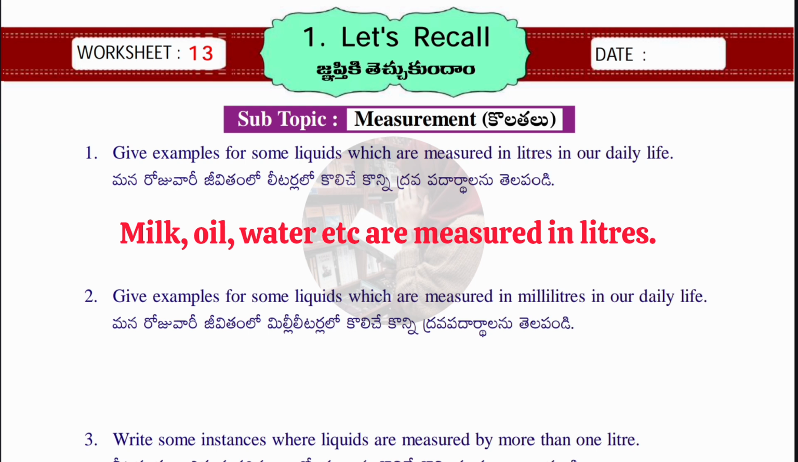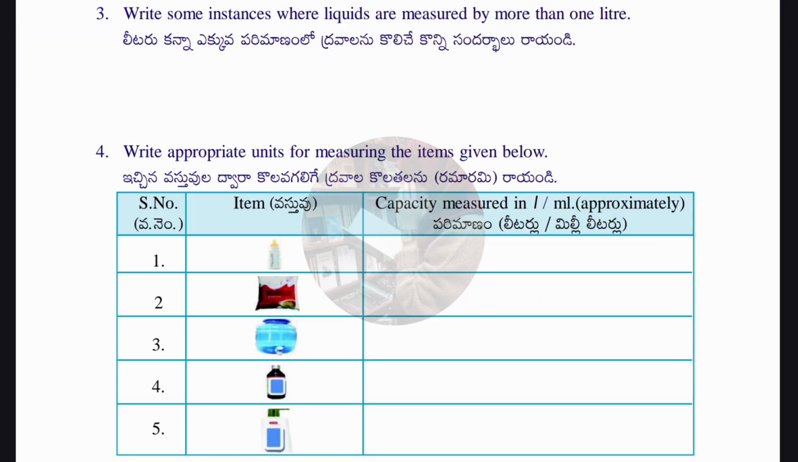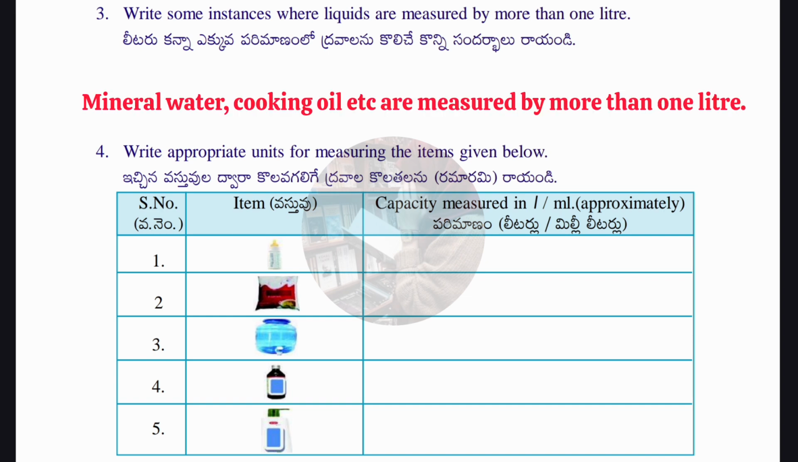are measured in liters. Next, second one: give examples of some liquids which are measured in milliliters in our daily lives. Of course, some syrups, shampoos, honey, etc. are measured in milliliters. Let's see the third question, which is to write some instances, meaning examples, where liquids are measured by more than 1 liter. The answer is mineral water, cooking oil, etc., which are measured by more than 1 liter.